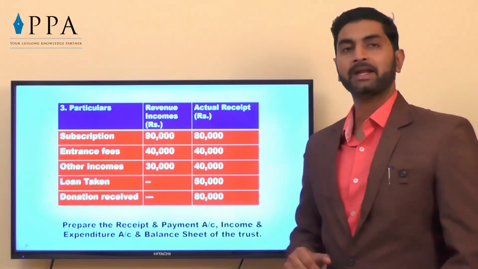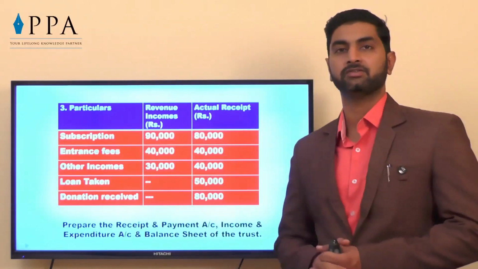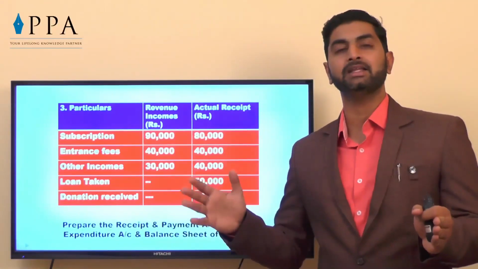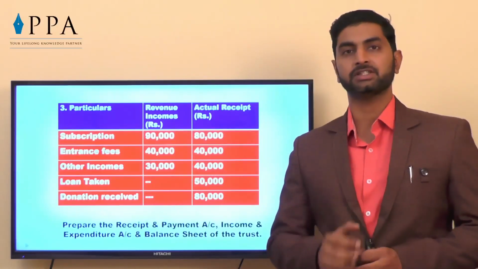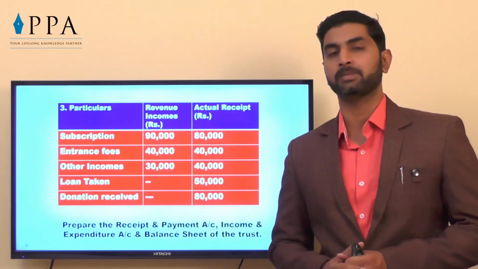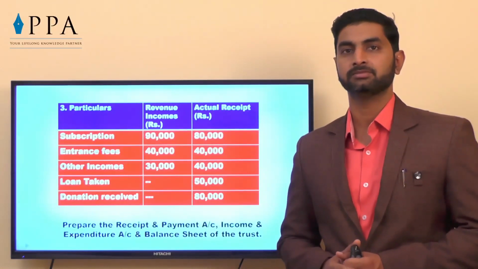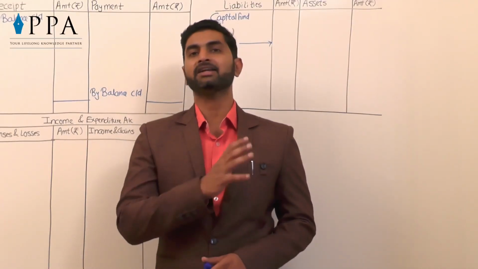We are expected to prepare the RP account and IE account and balance sheet from these details. If we can segregate these items in RP, IE and balance sheet properly, it must be tallied, and this is the best question to revise these two accounts perfectly. So focus on the solution and revise it properly. So let's solve this question to get the exact idea.